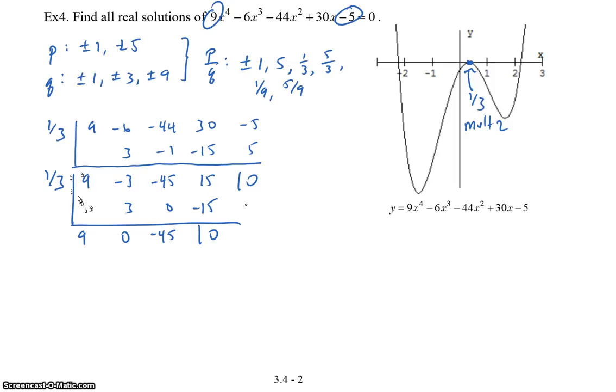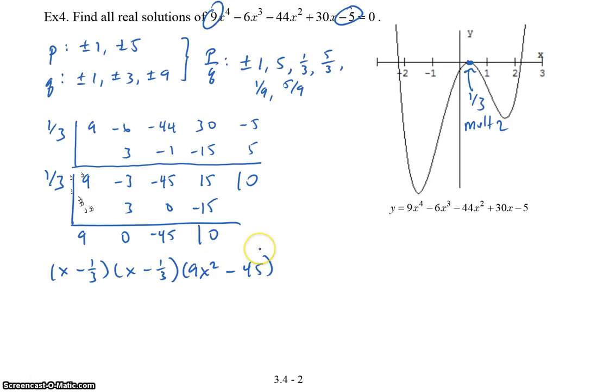Okay, so what do we have at this point? Basically, what we have is a factored form of x minus a third, x minus a third again, and then our final quotient there is 9x squared plus 0x minus 45.